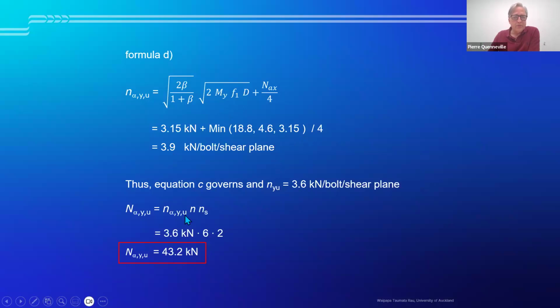and we plug this into our overall connection design. We have our 6 fasteners and we have our 2 shear planes. So for this case, our ductile resistance is 43.2. And this is a case where we have formation of 2 plastic hinges. So we don't know at this point if the plastic hinges are in the side members or the middle member.